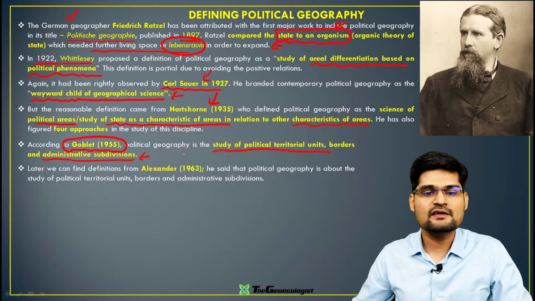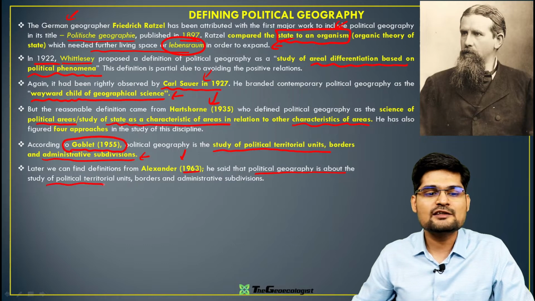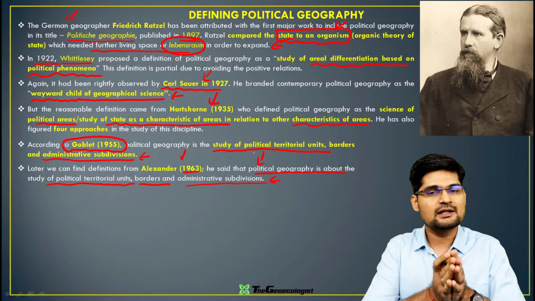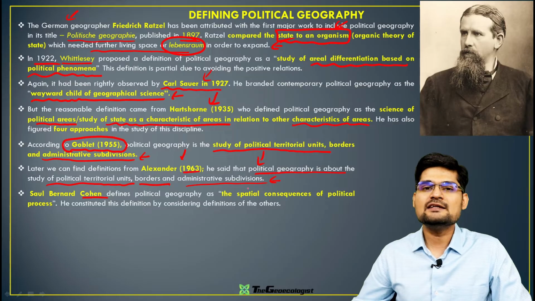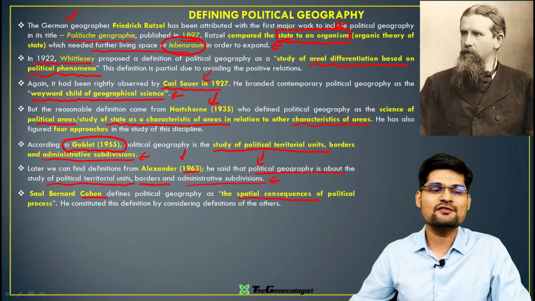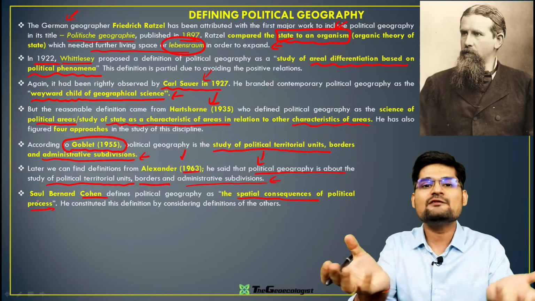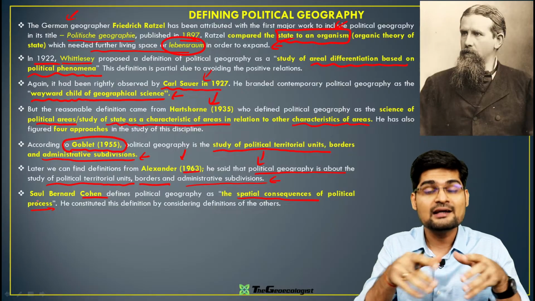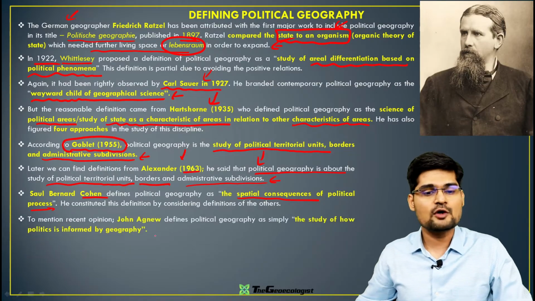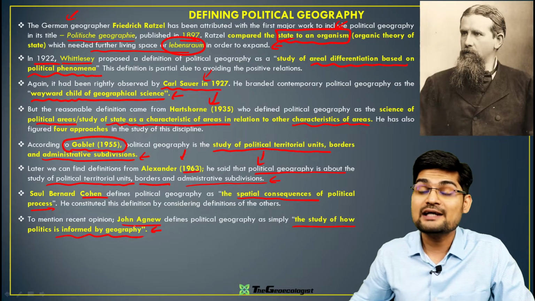Then further, Alexander in 1963 defined political geography as the study of political territorial units, borders and administrative subdivisions, a little modified from the earlier definition. And then a few more scholars came. For example, Bernard Cohen defined it as the spatial consequences of political processes. So if the political processes are in a particular way, the consequence will be visible on the space through the map, through the territoriality, through the definition of territory and the definition of state. Then John Agnew's definition: the study of how politics is informed by geography.